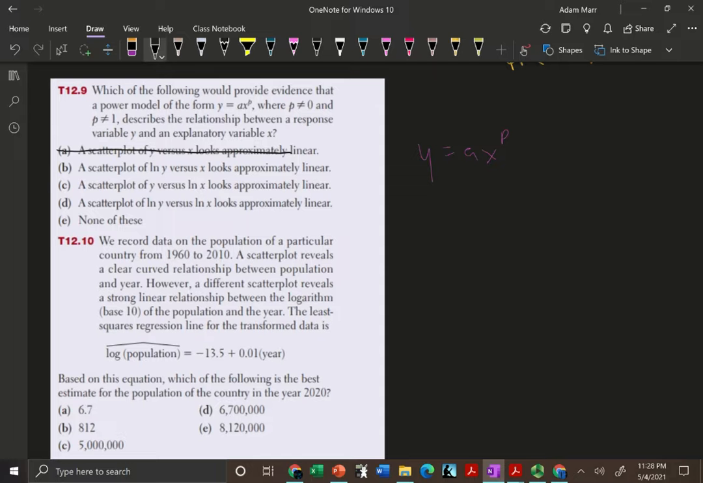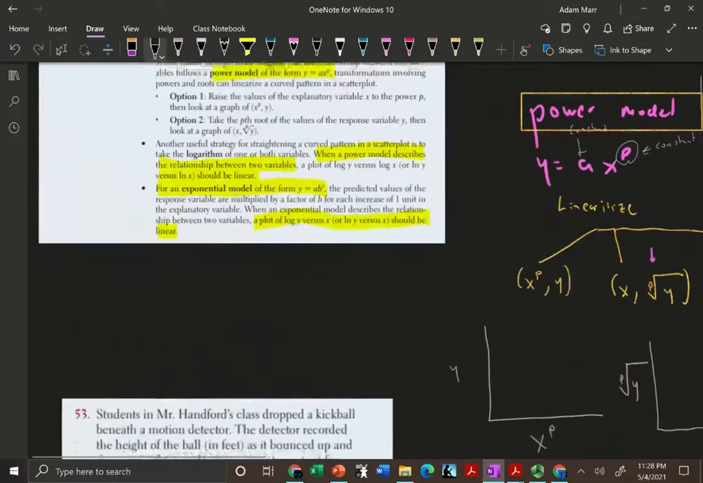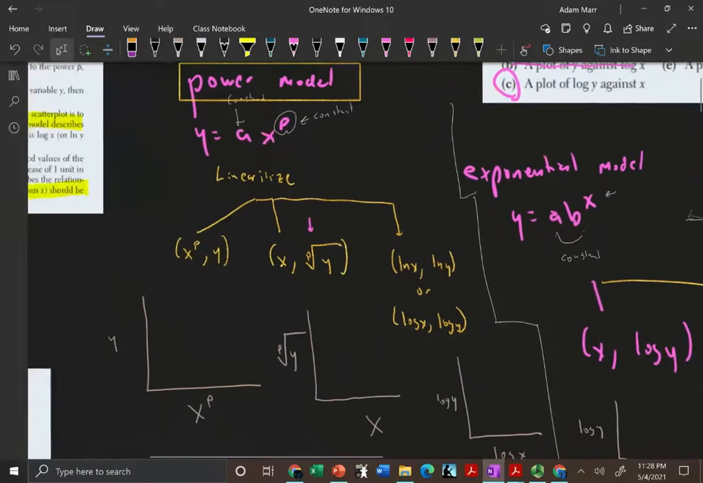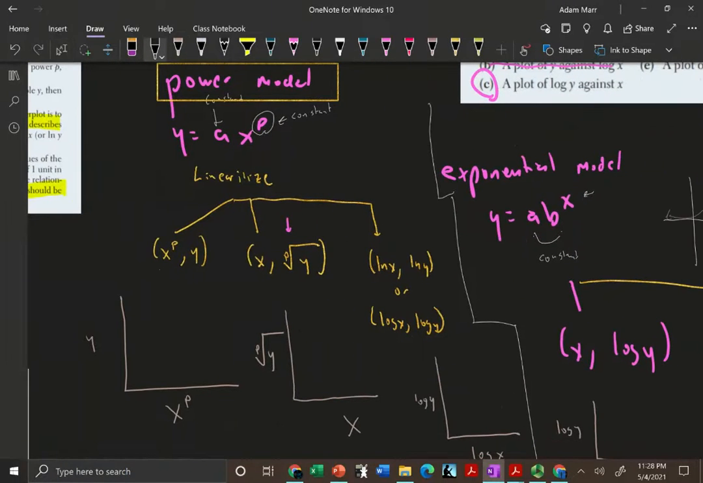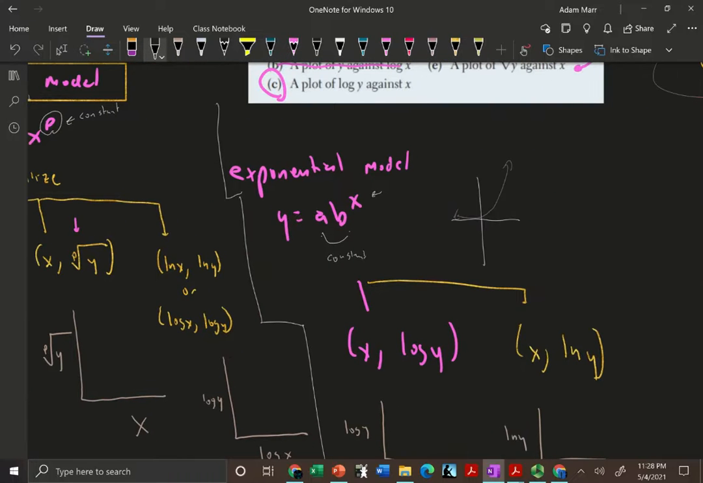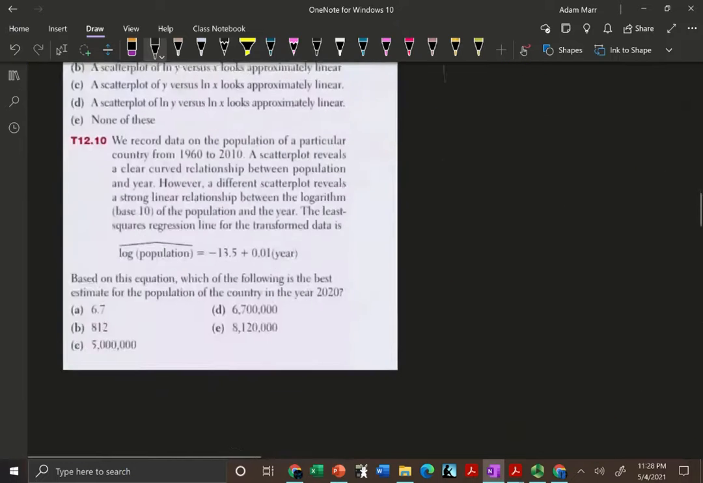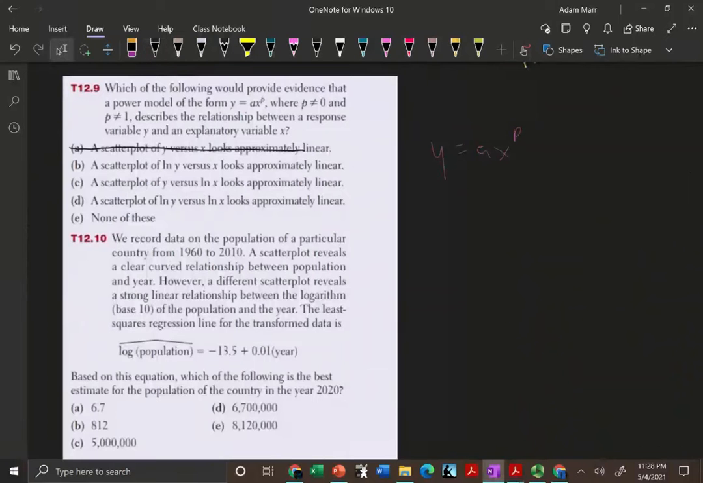B, a scatter plot of ln y versus x looks approximately linear. Okay, so that right here is the scatter plot of ln y versus x. Let's go back up here and just remind ourselves of our definition. Remember, for power model it is ln x, ln y or log x, log y. For exponential, it was x, log y or x, ln y. All right, so right here, they tried to actually trigger us. This right here would be exponential, so that is not right for power.